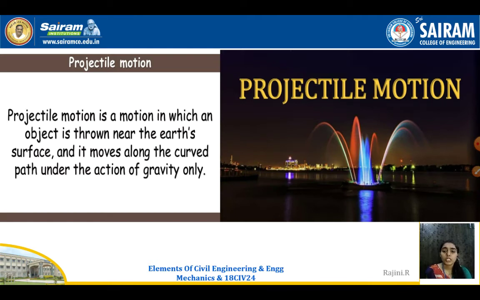Projectile motion is a motion in which an object is thrown near the Earth's surface and it moves along a curved path under the action of gravity only. Because of gravity it is going to take a path, right? Here in the second figure you can see how projectile motion takes place. The water fountain starts and is going to end in the same place, that is on the earth, but it is taking a curve.